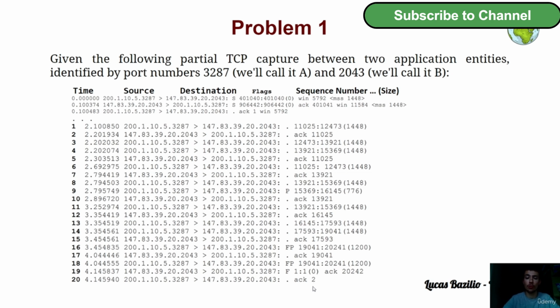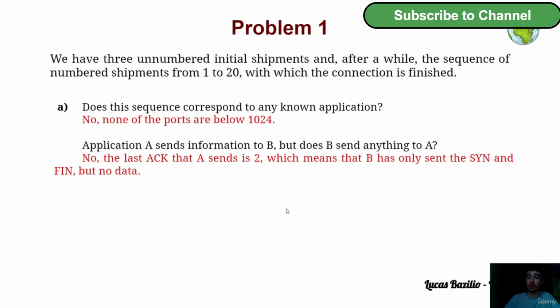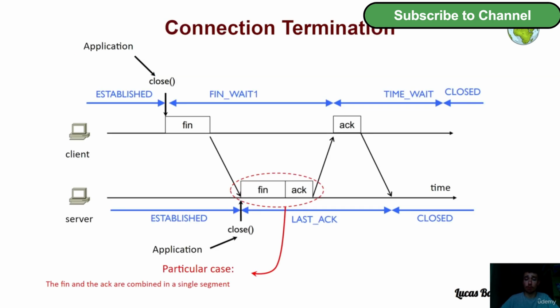And now we are going to reason why. Keep in mind that if the last acknowledgement that application A sends to application B has the confirmation number 2, this means that B has only sent the synchronization and the finalization to application A, but no data at all. Remember that this synchronization and finalization that B sends to A is precisely the second step of the three-way handshaking process of the connection termination. We have a three-way handshaking process for a connection establishment, and also a three-way handshaking process for the TCP connection termination.